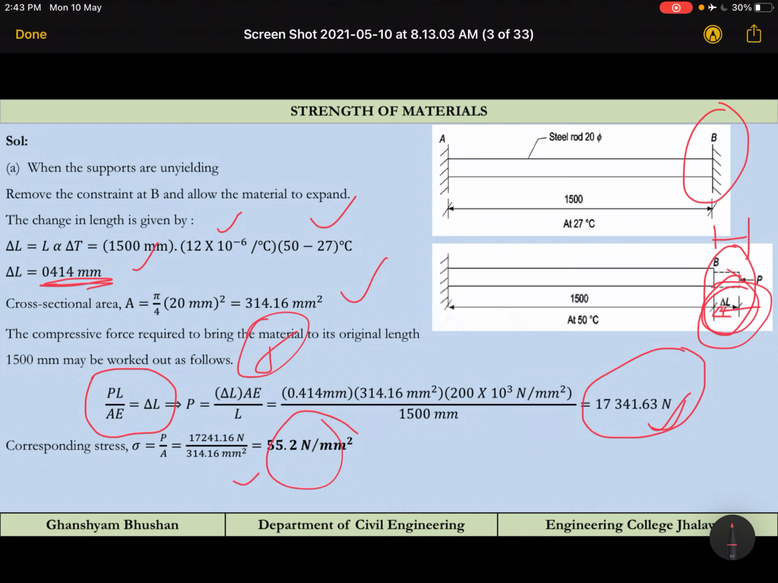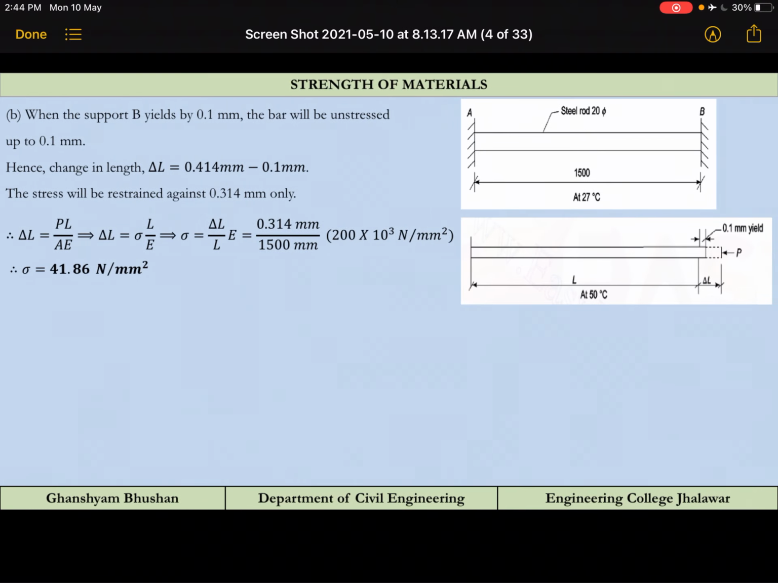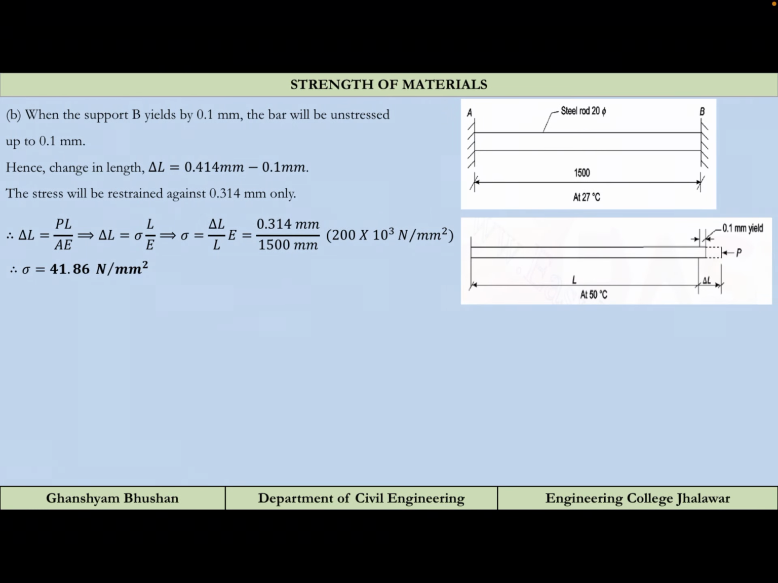But now in the second portion, this is 0.414 mm. Now 0.1 mm is allowed as yielding of the support. So this difference, that is 0.314 mm, will result in the stress. So let us see how we are going to do that. When the support B yields by 0.1 mm, the bar will be unstressed up to 0.1 mm. So stress will come into picture after the point B has yielded 0.1 mm. So the change in length will be now 0.414 minus 0.1, that is 0.314.